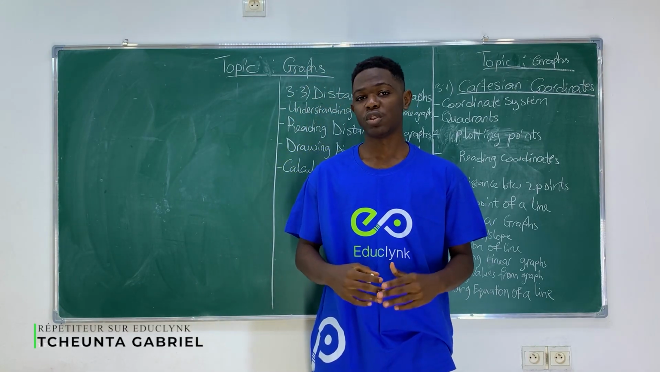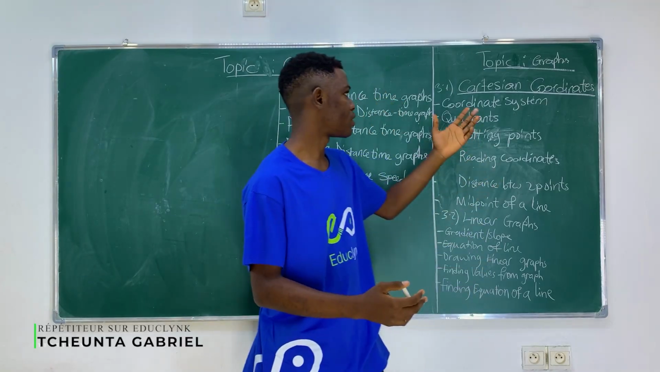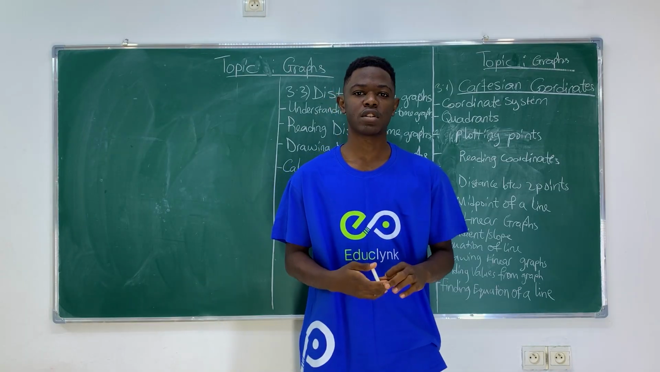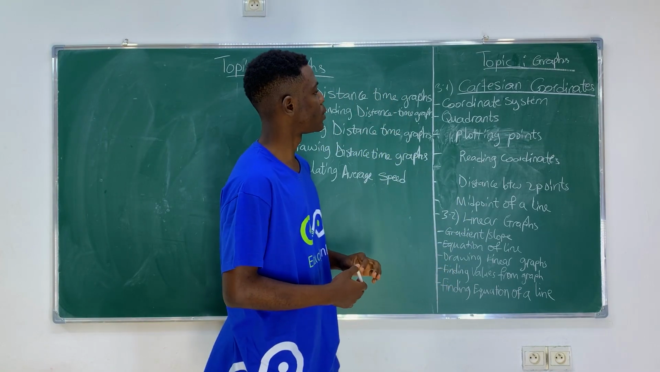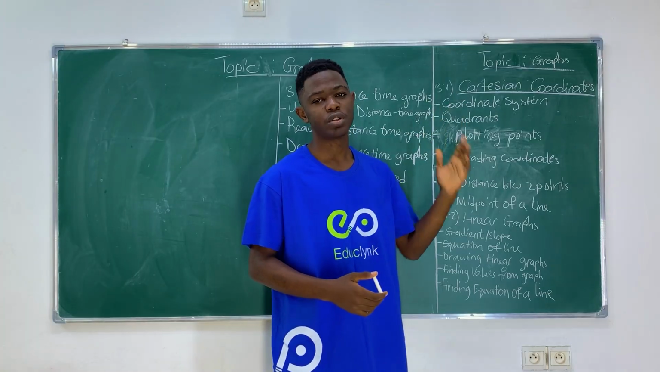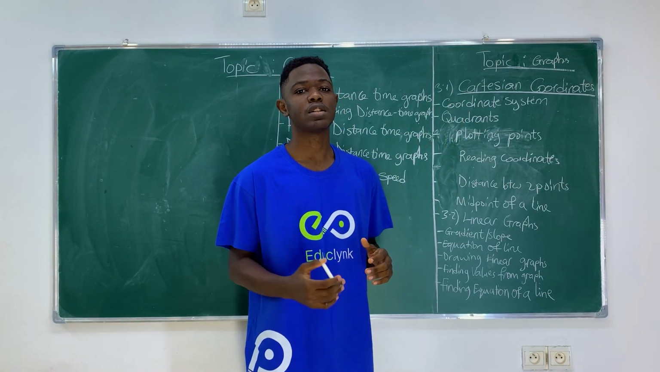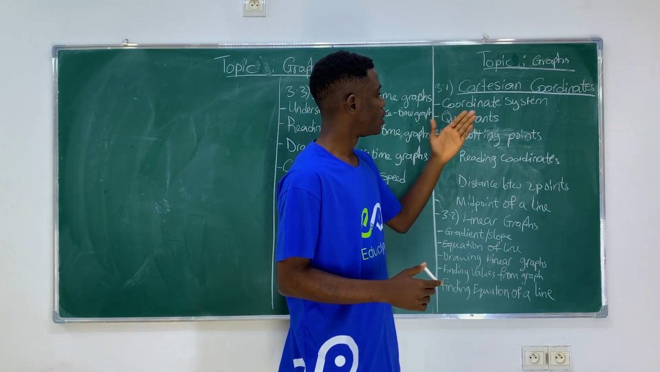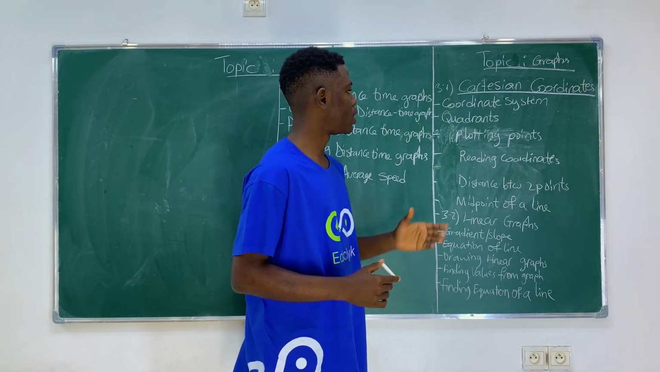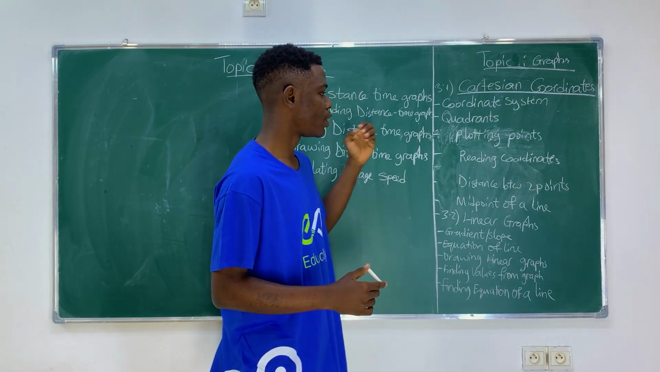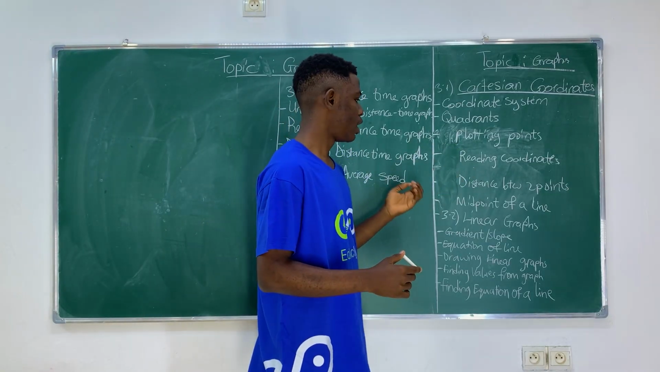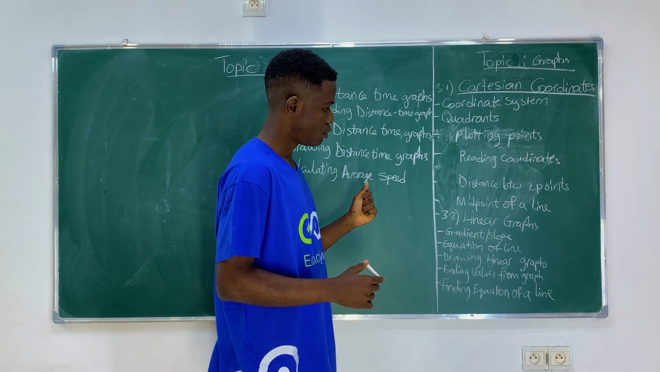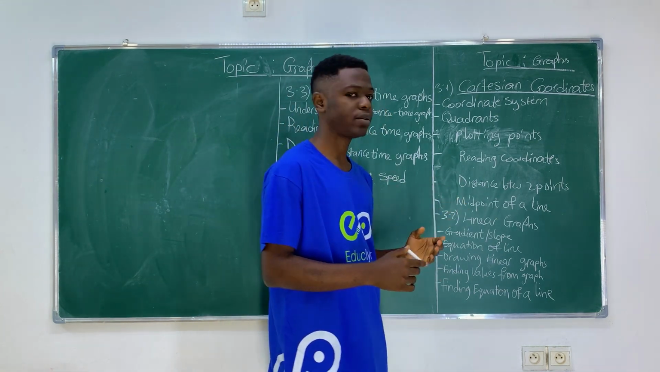Today we are going to dive into a new topic called graphs. This is from two topics. We're going to do the introduction to graphs. During this chapter, we're going to learn Cartesian coordinates. We are going to see what Cartesian coordinates are. We're also going to see coordinate systems, quadrants, how to plot points, and how to read coordinates. We're going to know how to solve the distance between 2 points and how to calculate the midpoint of a line.